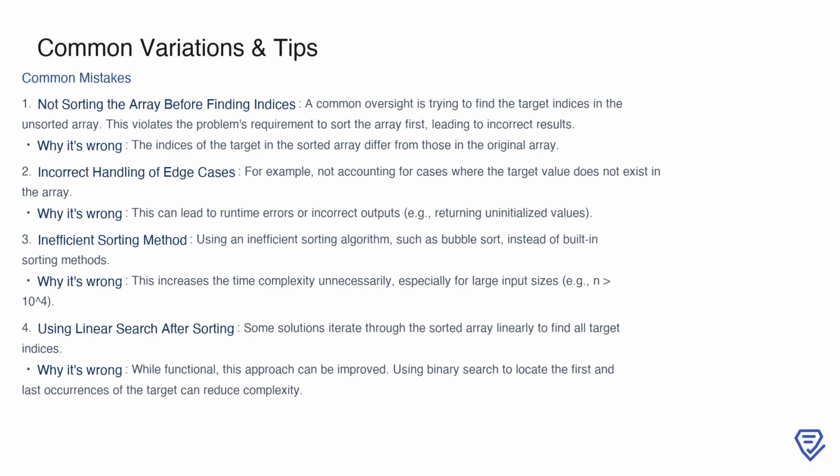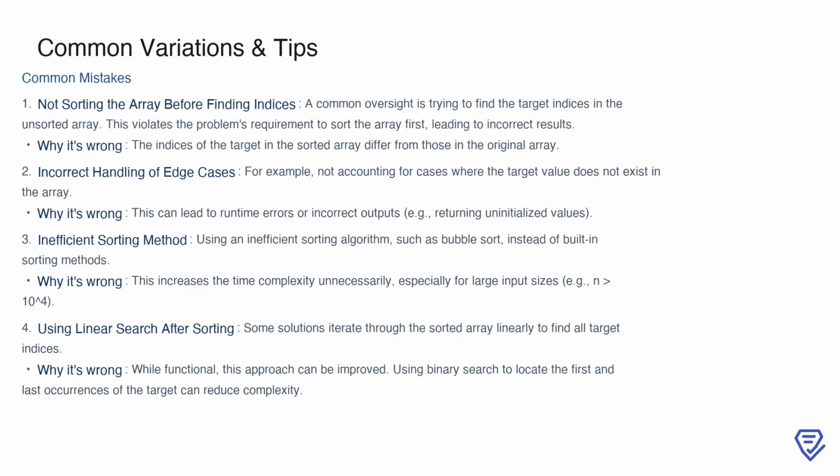When solving this problem, there are several common mistakes to watch out for. First, attempting to find the target indices before sorting the array is a frequent error. This approach fails because the indices of elements in the sorted array differ from their positions in the unsorted array, leading to incorrect results. Another issue arises with edge cases, such as when the target value is not present in the array. Neglecting to handle these scenarios can cause runtime errors or lead to outputs like uninitialized values. Additionally, using an inefficient sorting method, such as bubble sort, can unnecessarily increase the time complexity, which is especially problematic for larger input sizes, like arrays with tens of thousands of elements.